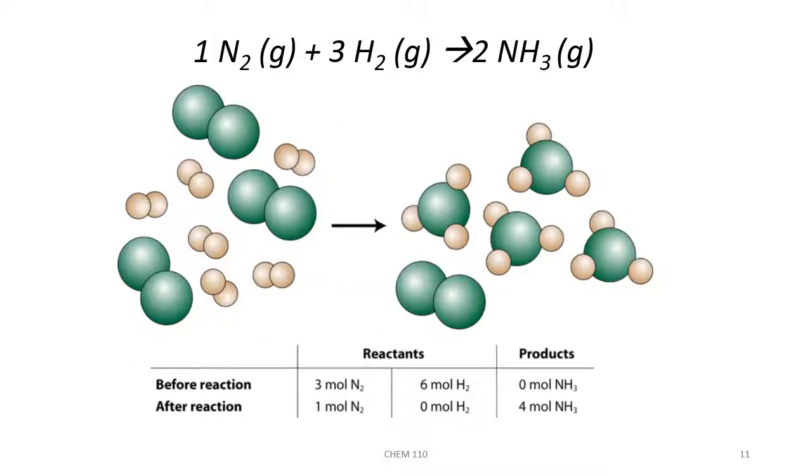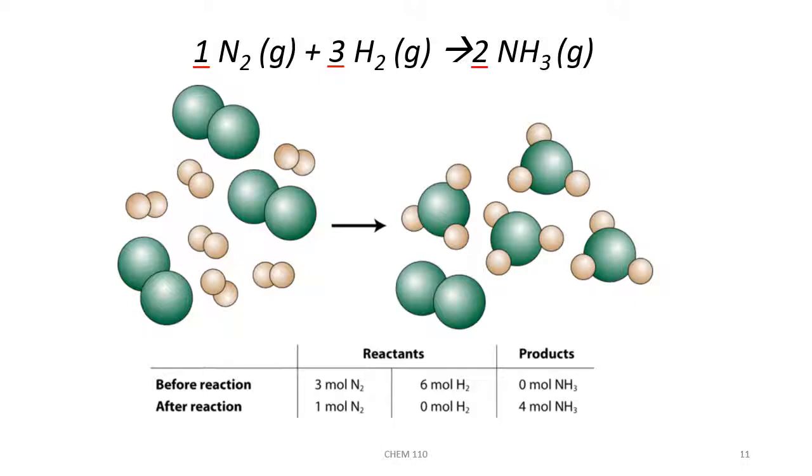Now let's look at an example involving some chemistry. This reaction is the synthesis of ammonia. It says that for every 1 mole of nitrogen, it reacts with 3 moles of hydrogen to always produce 2 moles of ammonia, or NH3.